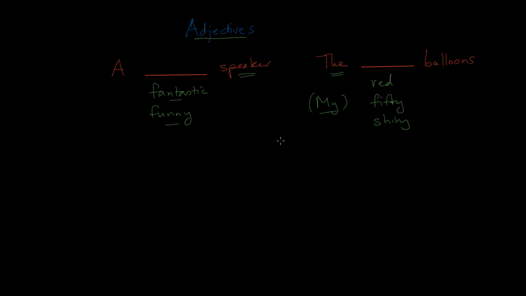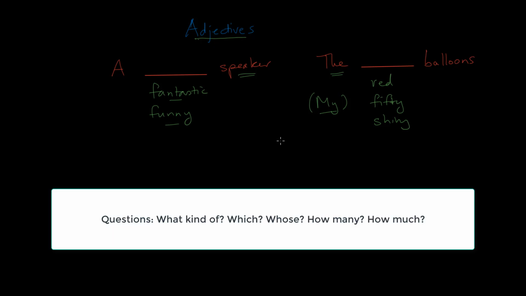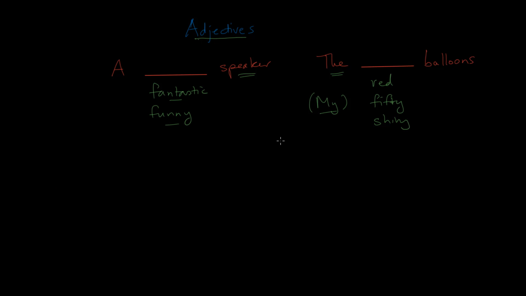So adjectives then answer lots of different questions. What kind of? A red balloon, let's say. Which, right? Which balloons? Well, the shiny balloons. Whose, how many, how much? Lots of different questions that adjectives answer.